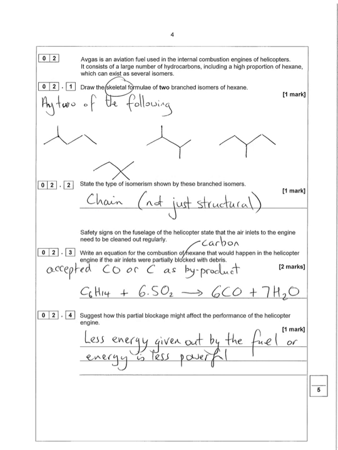Suggest how this partial blockage might affect the performance of the helicopter engine, so 2.4. Well, if it's incomplete combustion, then the first point is there's going to be less energy given out by the fuel. The engine is going to be less powerful if there's less energy. Other answers were also accepted.